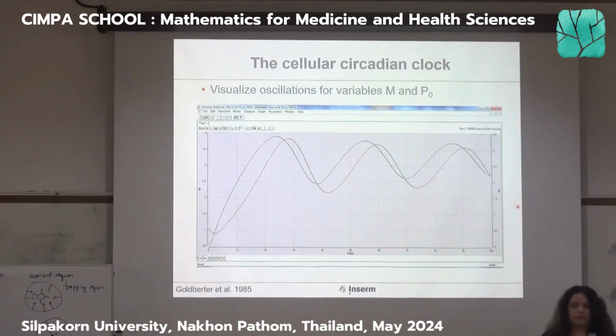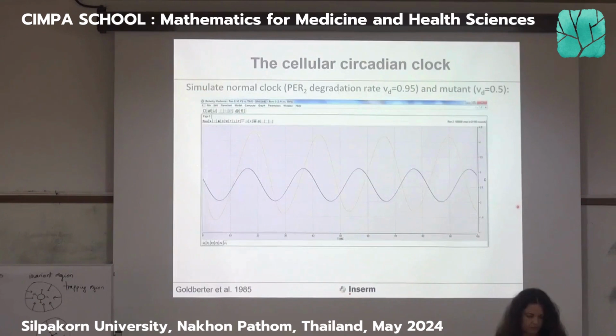If you use Berkeley, you can also plot the phase plane and you see the limit cycle. And you can also use sliding bars to play with the values of the parameters. And let's do that. Let's play a bit with the parameters. So now let's say that we have a normal curve and a curve that we call mutant because it's going to be modified for some set functions. And here we say that the mutant will be modified for the degradation rate of PER2.